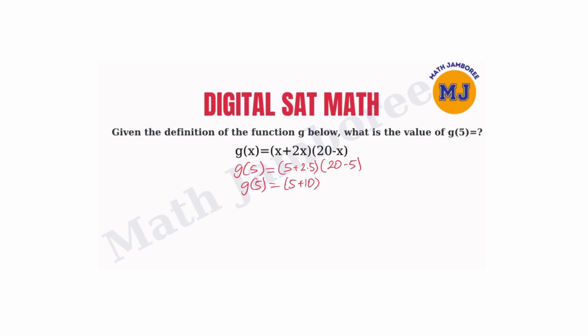There is an order of operations in here. You gotta be careful. You shouldn't be adding 5 and 2 and multiplying by 5. 20 minus 5 is 15. So g(5) is 15 times 15. 225 will be the answer for this question.